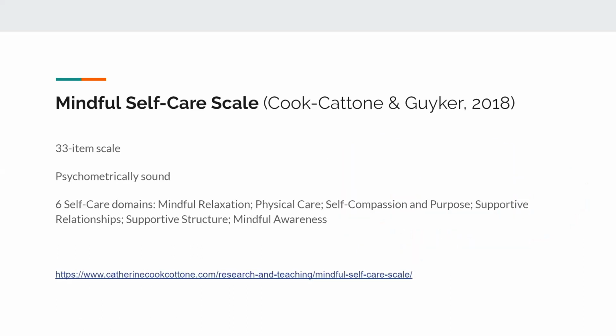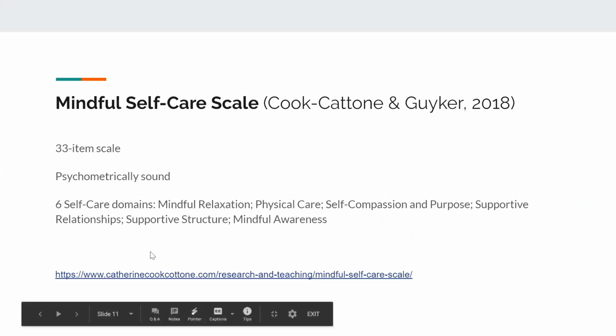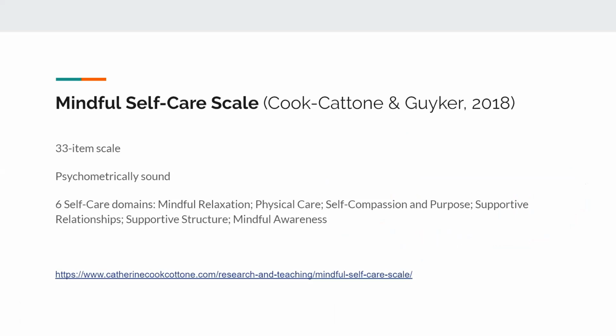So something that we might do to get started, if you're wondering about what some things might be helpful specifically to you, is you can go onto this link here. This is a mindful self-care scale by Catherine Cook-Cottone. There's 33 items, so there's 33 questions. For me, it took about 5 minutes to complete. And what it does is you get 6 self-care domains: mindful relaxation, physical care, self-compassion and purpose, supportive relationships, supportive structure, and mindful awareness.